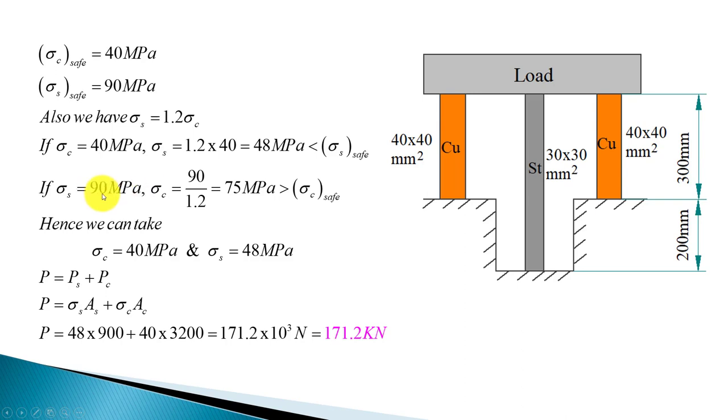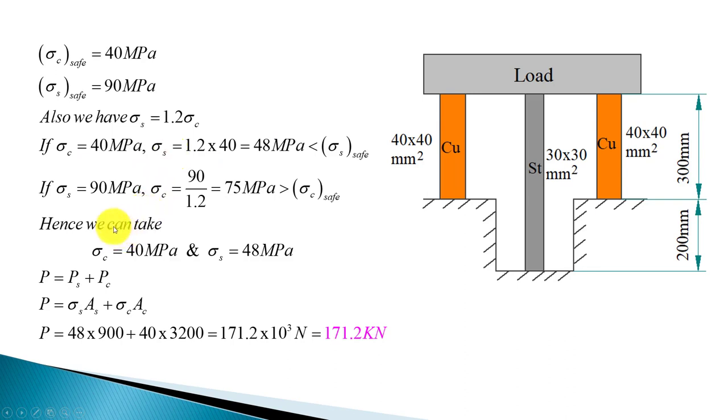So even though steel can take up 90 megapascal, we cannot allow that stress because corresponding stress in copper will be 75 megapascal. So these values are not possible, because always this relation should be satisfied. Even though steel can take this value, when steel takes this stress in copper will be greater than the permissible limit. So this cannot be allowed. So you should restrict the stresses to 40 megapascal in copper and 48 megapascal in steel.